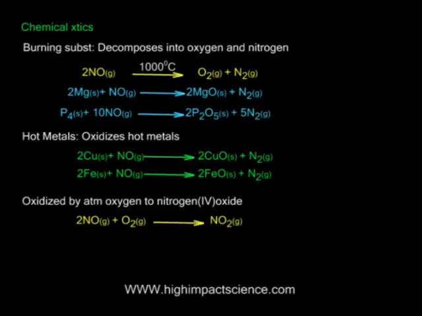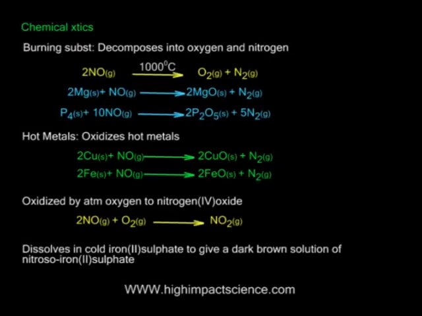An interesting reaction occurs between nitrogen 2 oxide and iron 2 sulfate solution. Nitrogen 2 oxide dissolves in cold iron 2 sulfate solution to give a dark brown solution of nitrous iron 2 sulfate. This reaction is used for detecting nitrogen 2 oxide. It is also the basis of the brown ring test for nitrates. If the nitrous iron 2 sulfate is heated, nitrogen 2 oxide is released.